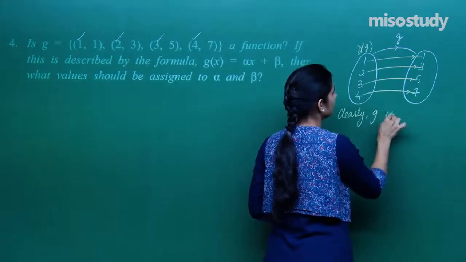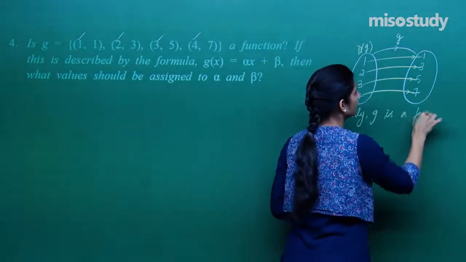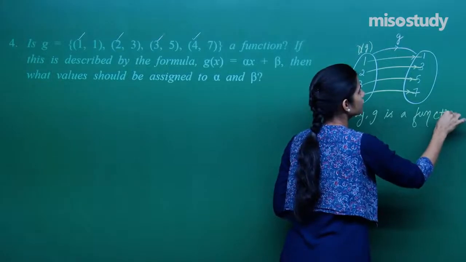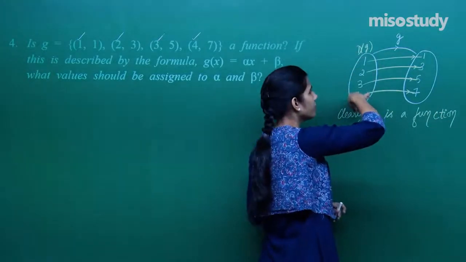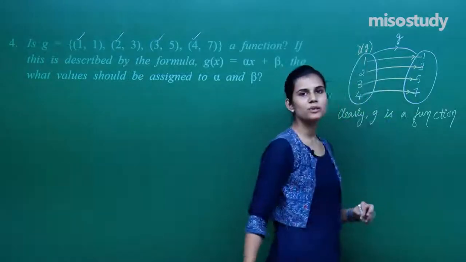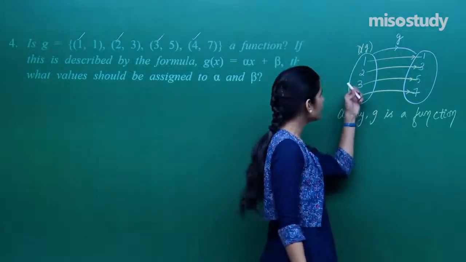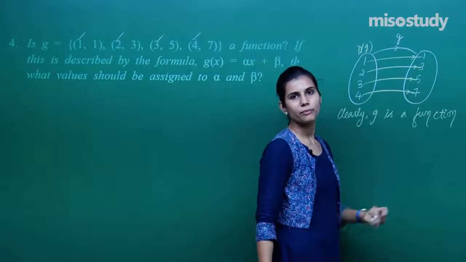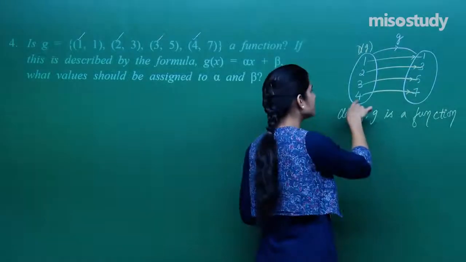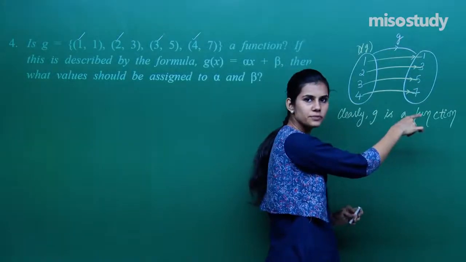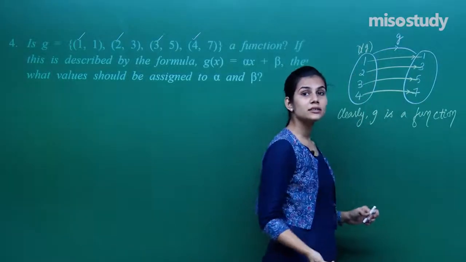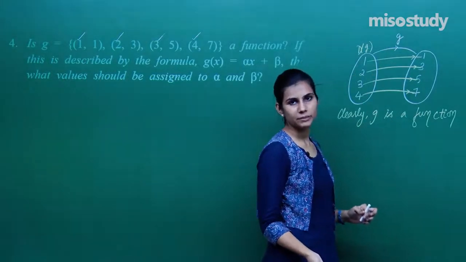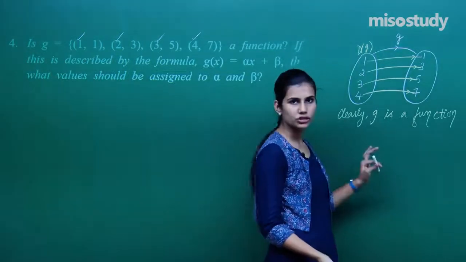Clearly G is a function because distinct members of the domain are here. No member of the domain is mapped to two distinct members of the codomain, and each member of the domain is mapped to at least one member of the codomain. So there is no domain member left which has no image, firstly. Secondly, there is no member of the domain which has more than one image. Clear? So it is a function.